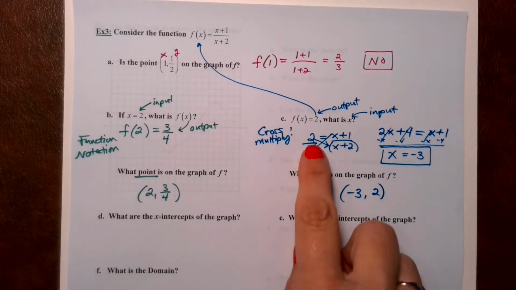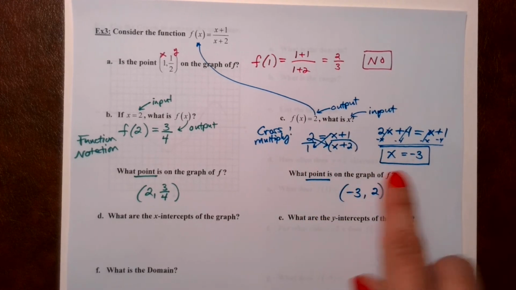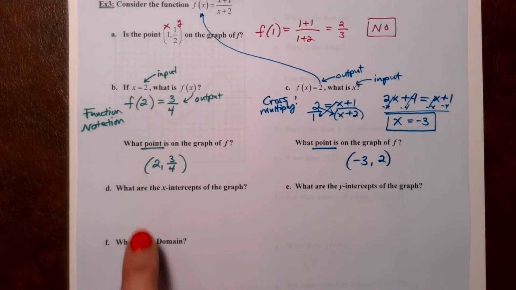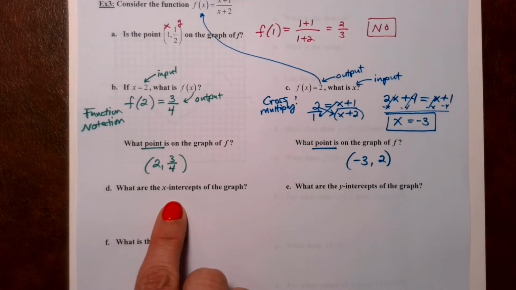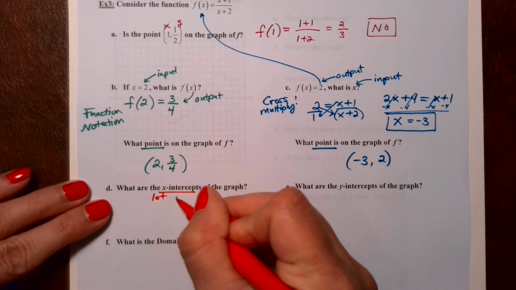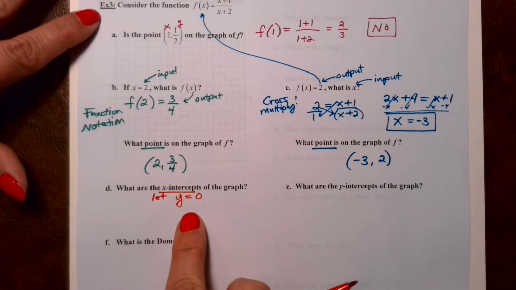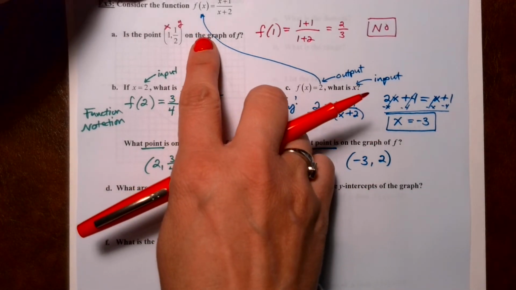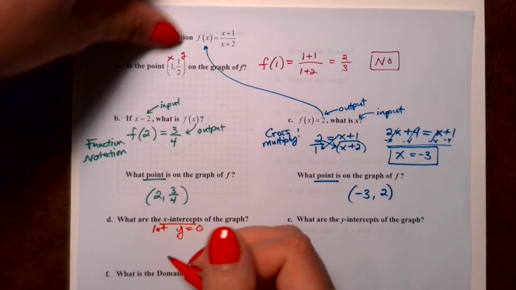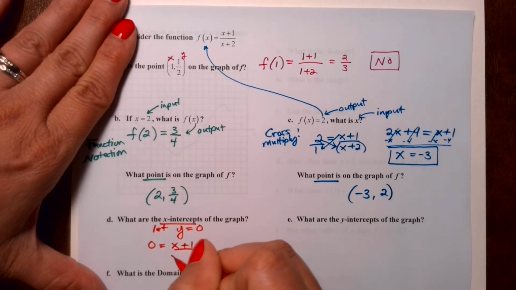So look at the directions on the test to see what they want. Do they want to know what is x? You say x. They want to know point? You say point. What are the x-intercepts? To find an x-intercept, we let the y value equal 0. So when I'm looking at this equation, the y value is f of x. So 0 equals the equation.